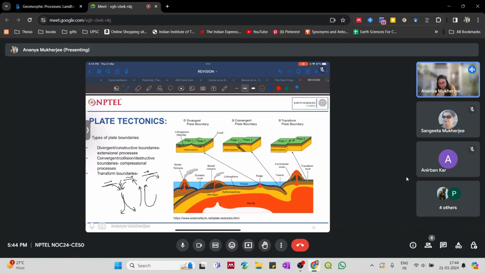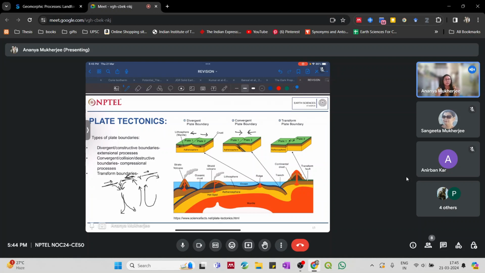Over here the plates are moving in this direction. So over here there will be converging of the plates, and over here there will be a divergence of the plates. With respect to that, there are plate boundaries which have been classified. For divergent plate boundaries, the plates are moving away from each other, so mostly extensional processes are taking place. In convergent plate boundaries, the plates are moving towards each other.